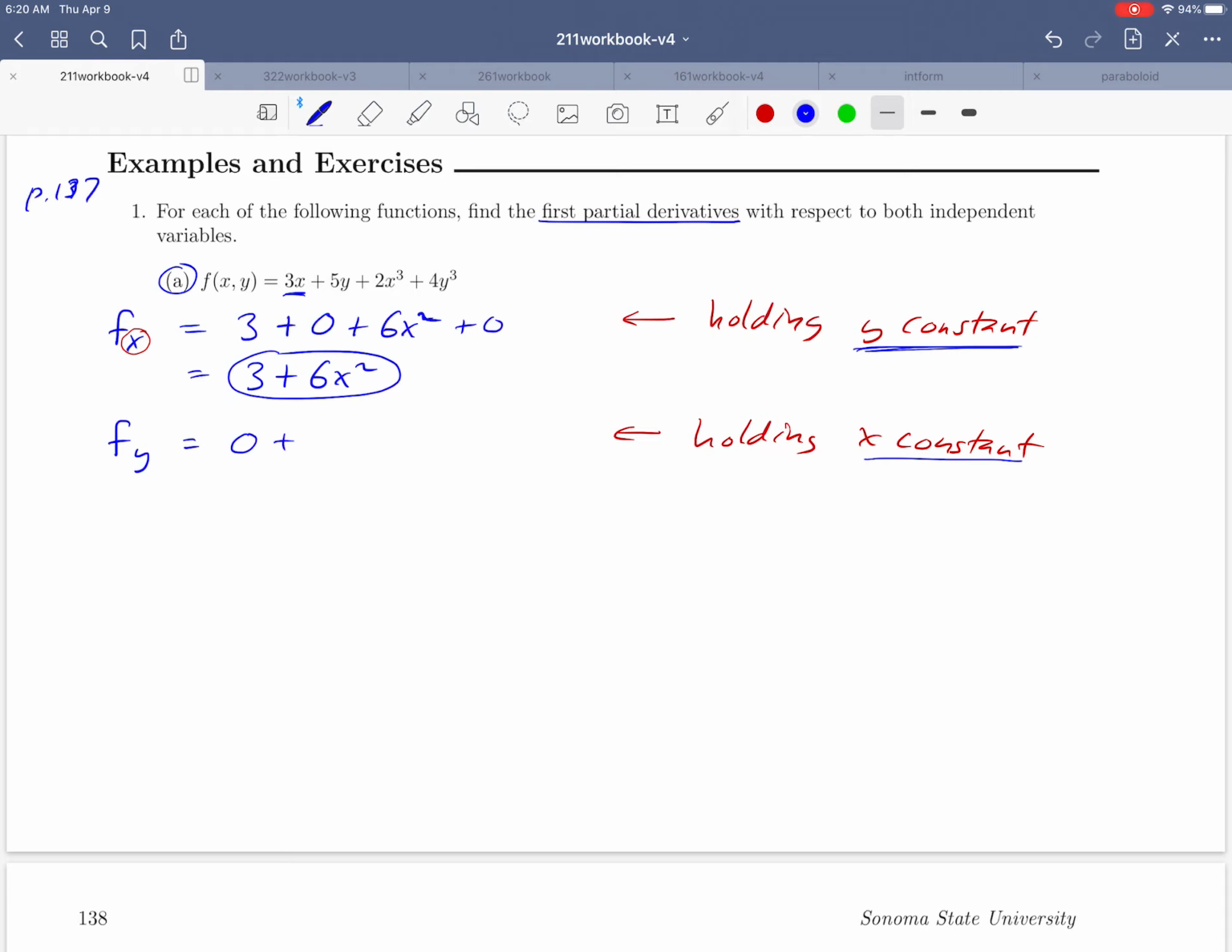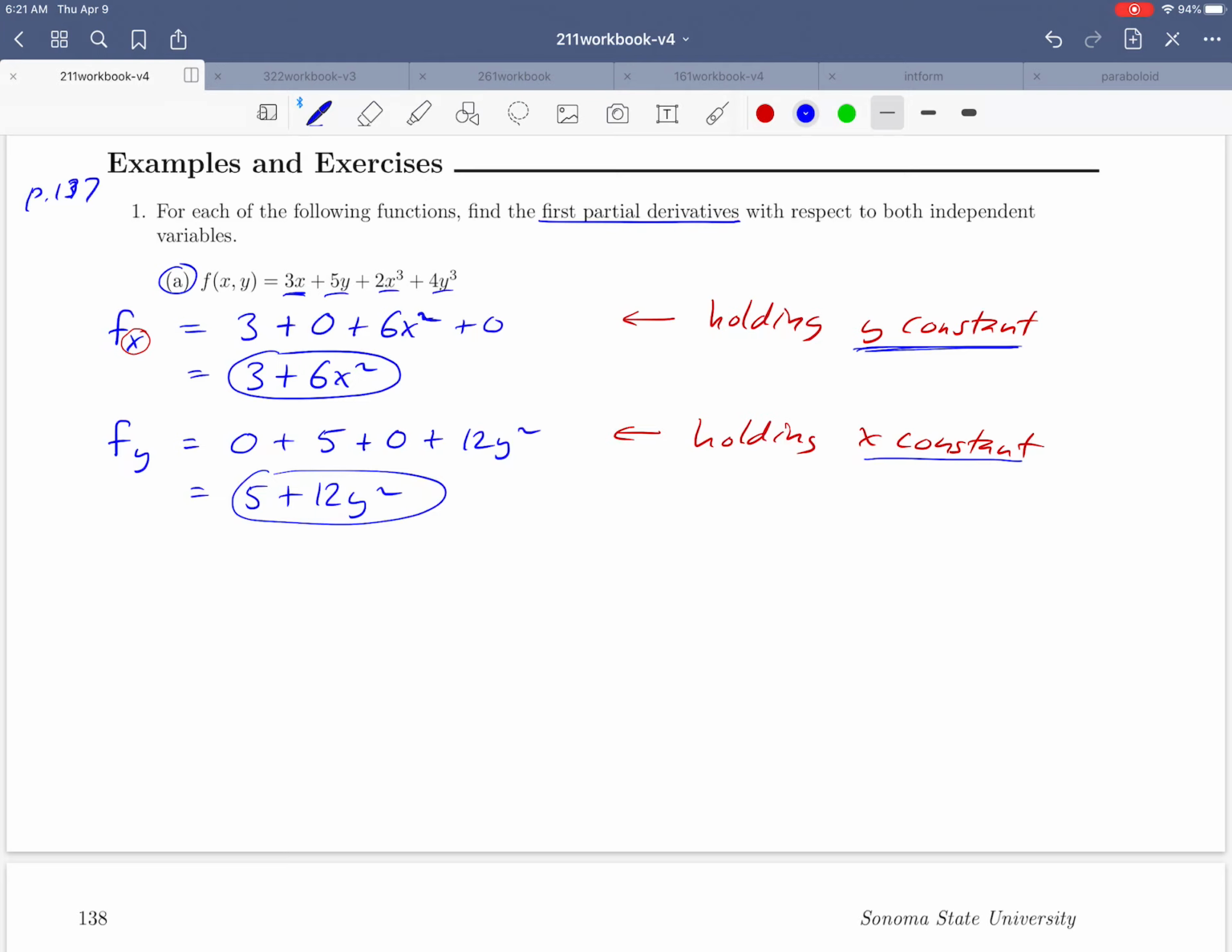0. Then we move on to 5y, and since y is our variable, we should get a derivative of just 5 out of that. Then 2x cubed. Again, x is constant, so the derivative of that 2x cubed should be 0. And then we come to 4y cubed. There we should just get 12y squared by the power rule. Okay, putting that all together, it looks like our derivative with respect to y is 5 plus 12y squared.